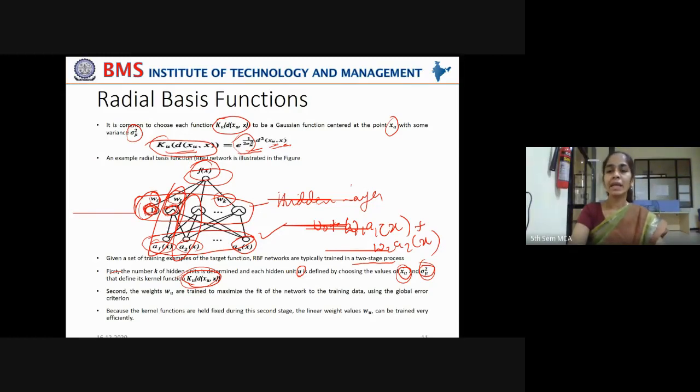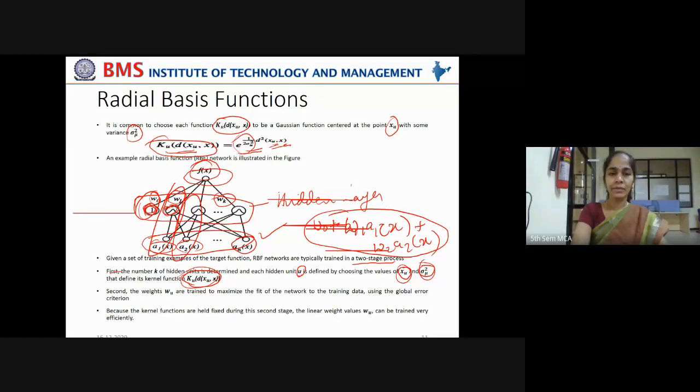WK AK of X, or WK AN of X. That will give you the entire function that is approximated using this radial basis function network. Okay, so what is the second stage? First stage is to calculate each of the hidden unit U.